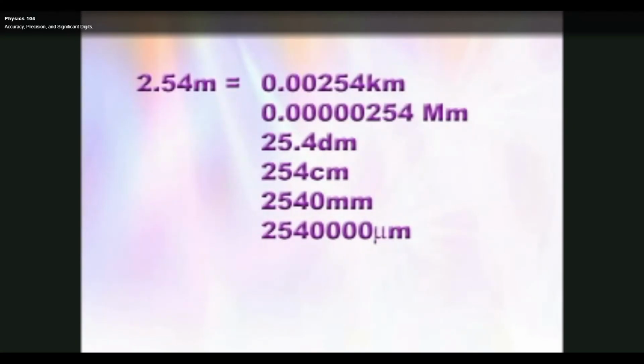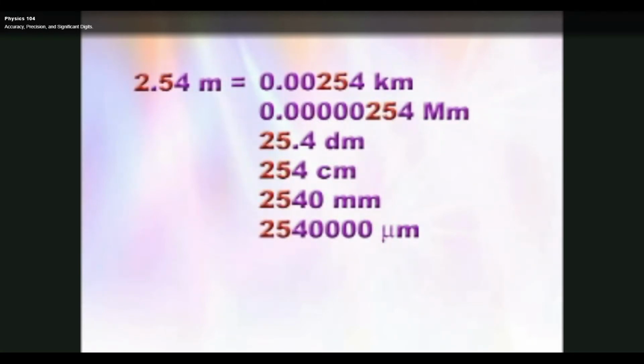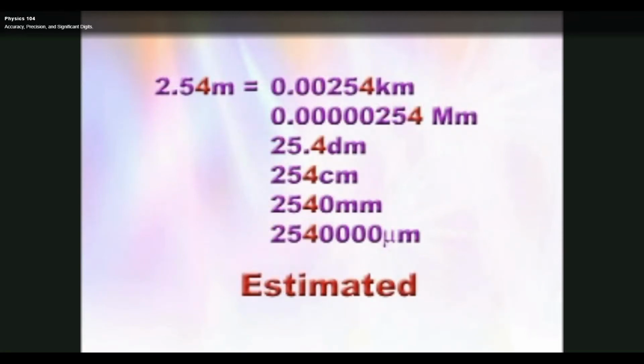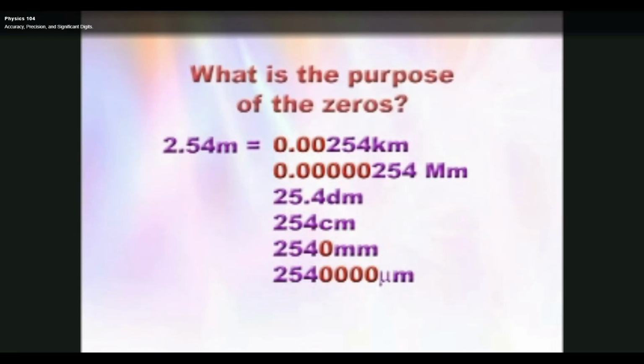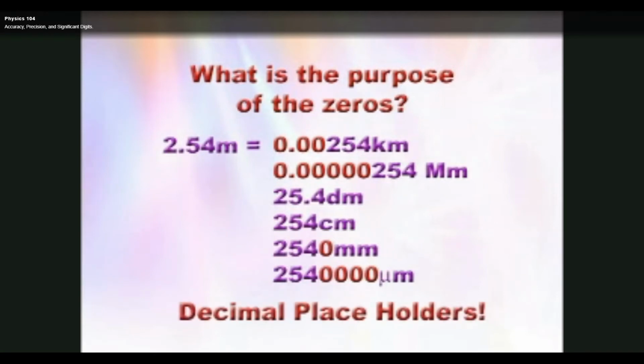Which digits were measured and which were estimated? If you said the 2 and 5 were measured with certainty and the 4 was estimated, you're right. Stating the same measurement in a different unit doesn't change the number of significant digits. So what is the purpose of all those zeros? They weren't measured and they weren't estimated, so they can't be significant. So what is their purpose? The zeros act as decimal placeholders.